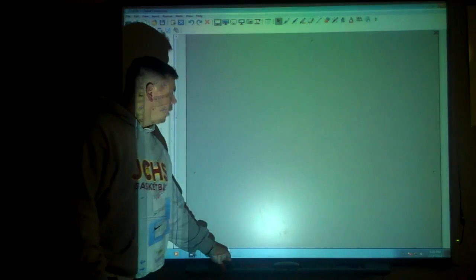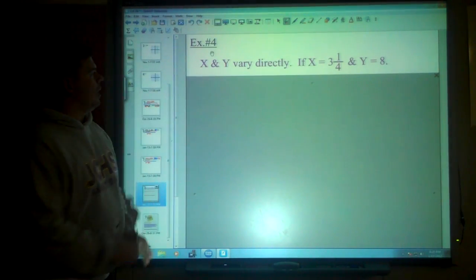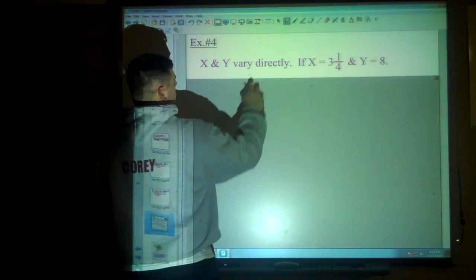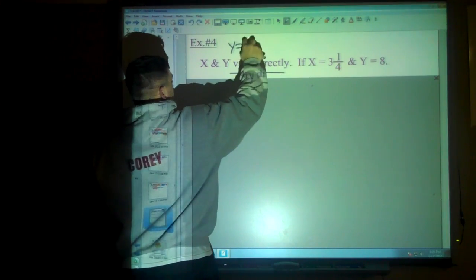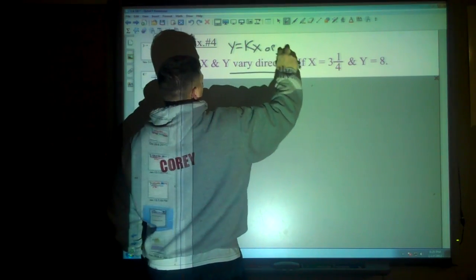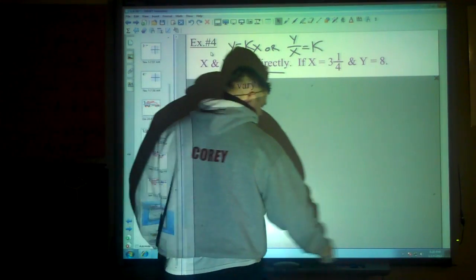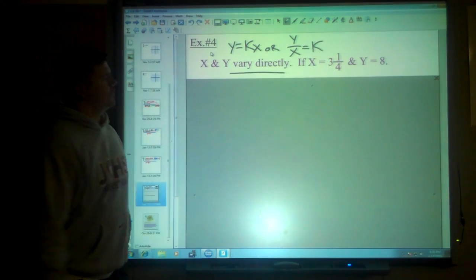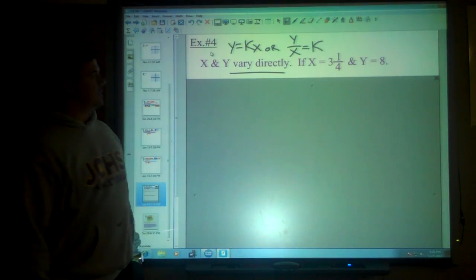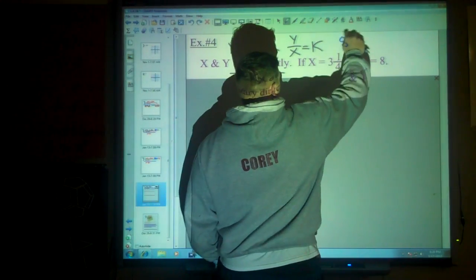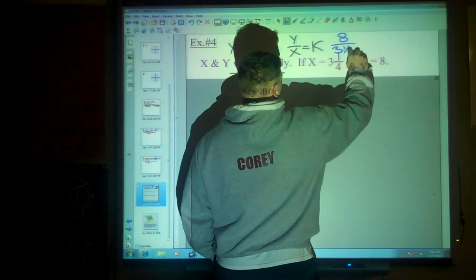All right, let's look at one more. X and y vary directly. So y equals k times x, or y over x equals k. So we're looking at our values. It says that 3 1/4 is x and y is 8. So we could say 8 divided by 3 1/4.